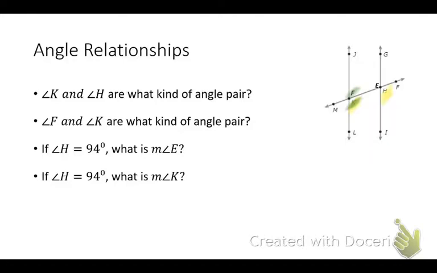If angle H, okay, so look back over to the diagram. If angle H is 94 degrees, what is the measure of angle E? So use your relationships. How are E and H connected? Zoe, can you answer that one for me? What would E measure? It is 94. Why? Do you know why? What relationship it is?